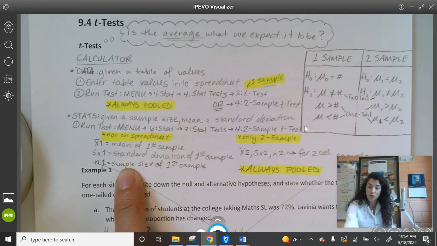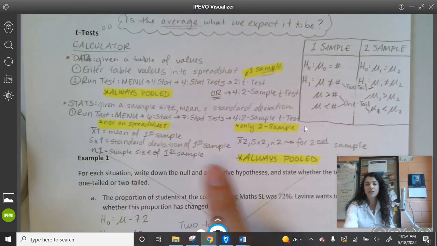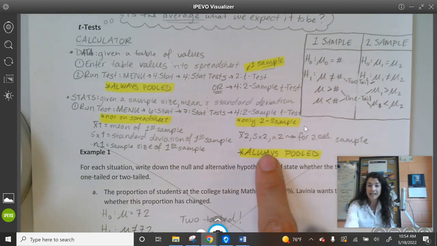So you will only go to the 4th option, which is 2 sample. It'll walk you through, we'll talk about this when we get there, but just realize that x bar means average, 1 means the first sample. So it's the mean of the first sample, then the standard deviation of the first sample, and then the sample size of the first sample. Then you'll see below it, it'll say 2, 2, 2, and that's just for the second sample. Again, it needs to be pooled.